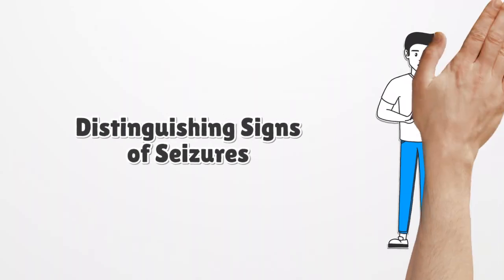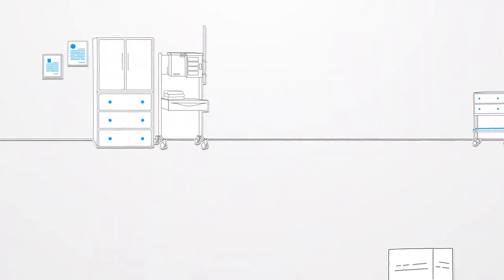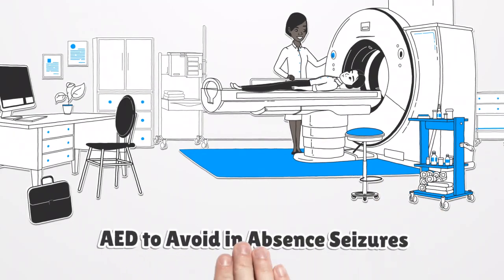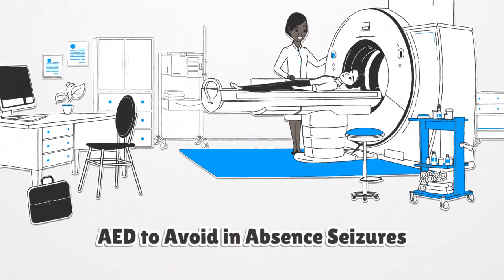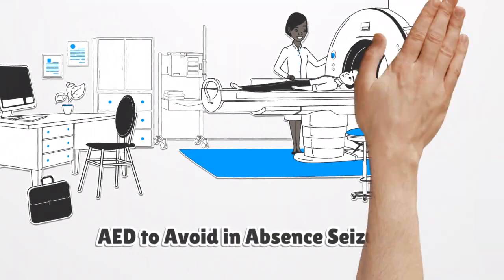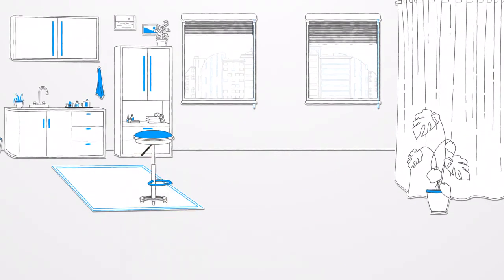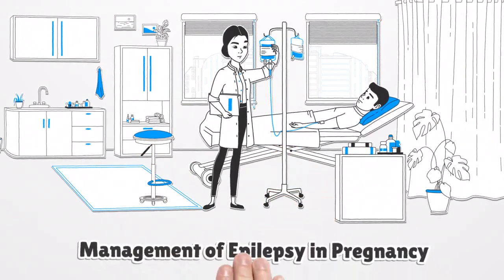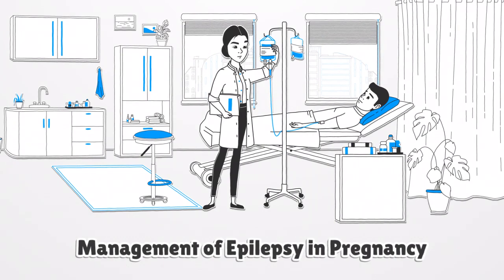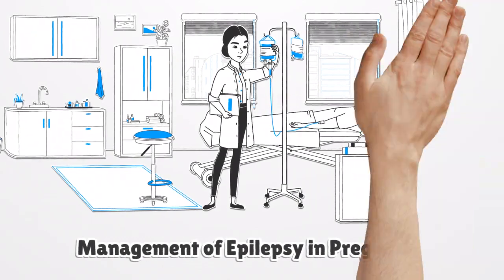Asynchronous limb movements. Which AED should be avoided in patients with absence seizures, as it can exacerbate them? Carbamazepine. What is the first-line management approach for epilepsy in pregnancy? Optimize AEDs to lowest effective dose, avoiding valproate if possible.